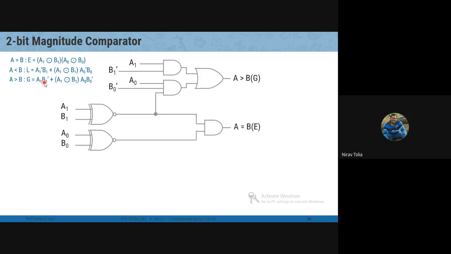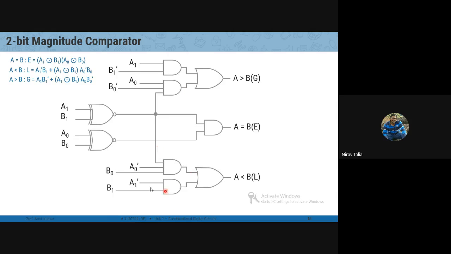So A1 B1 bar. Here the first AND gate shows A1 B1 bar, and then we require A0 B0 bar with A1 coinciding with B1. So we are taking A1 coincide with B1, giving it to the AND gate. Also we are giving another two inputs, A0 and B0 bar, and finally we have the plus sign, which is indicated by the OR gate. So this is the equation, or this is the circuit, for A greater than B.